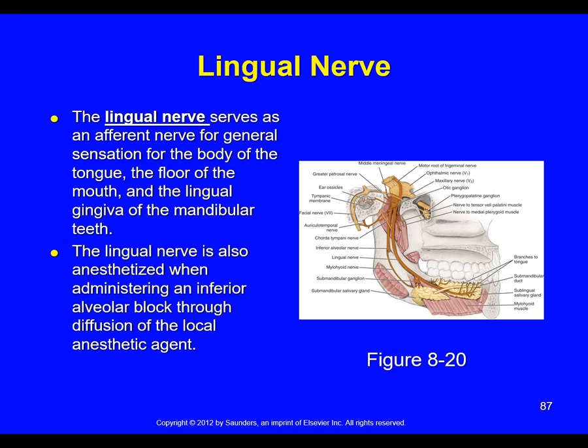This lingual nerve is also anesthetized when administering an IA block because the lingual nerve comes into the area at the same place where the IA does, and if you are numbing the IA to give a lower block, then it diffuses to the lingual and numbs the lingual that way. We never directly numb the lingual, but just by the diffusion of local anesthetic, we get some anesthetic and some blocking of the nerve impulses from the anesthesia in that area.